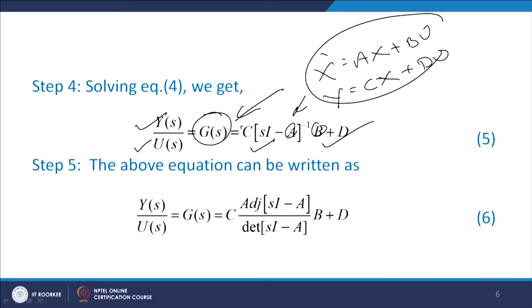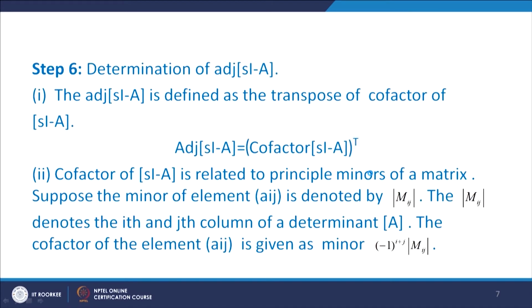You will find that here we need to calculate the inverse, and to calculate the inverse we need to calculate its adjoint as well as the determinant. Therefore, this equation (sI minus A) inverse we have written in this form: adjoint of (sI minus A) divided by determinant of (sI minus A), then C, B and D. So, the main purpose is to calculate the adjoint of (sI minus A) as well as the determinant of (sI minus A). Now, how to calculate the adjoint of (sI minus A)?